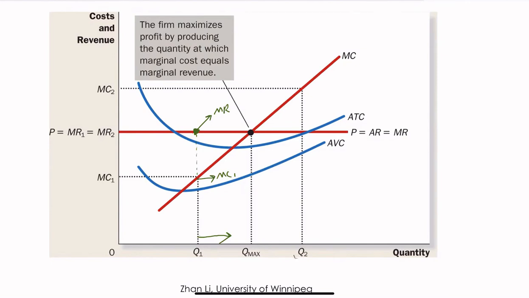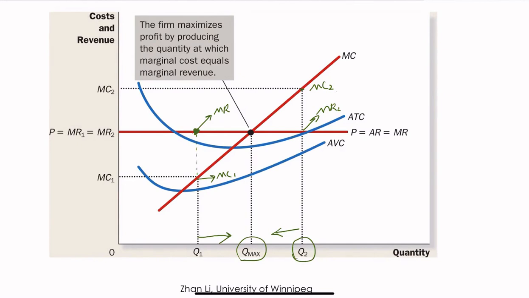And then if you look at Q2 here, you can see that this is marginal cost and this is marginal revenue. Here marginal cost is larger than marginal revenue. It means that the firm is essentially producing too much. It is losing money, because the cost is larger than revenue on the margin. In this case, the firm will want to reduce its output. So in the end, the right amount is Q max, the quantity which maximizes the firm's profit.